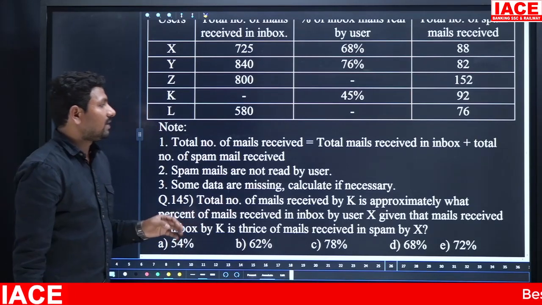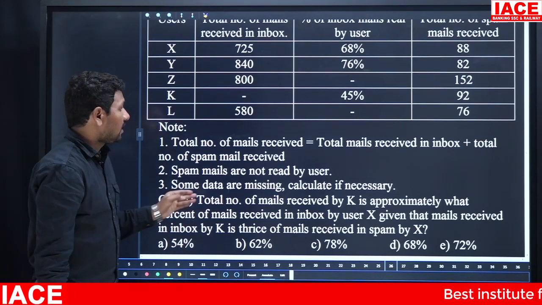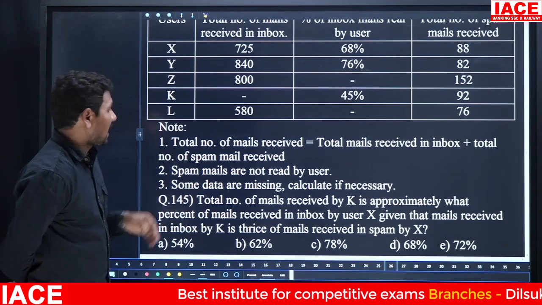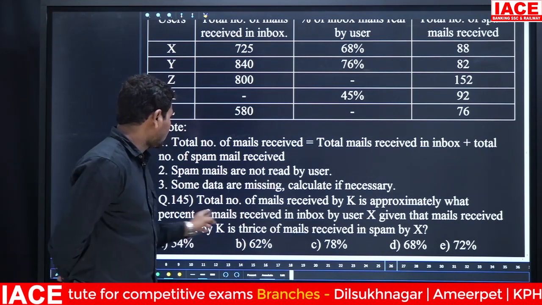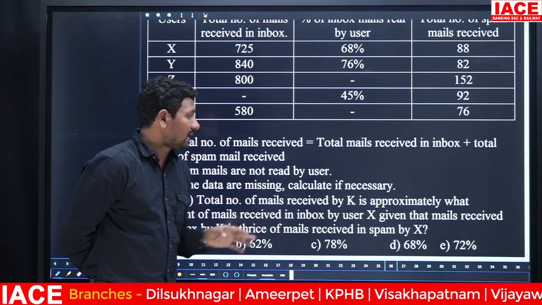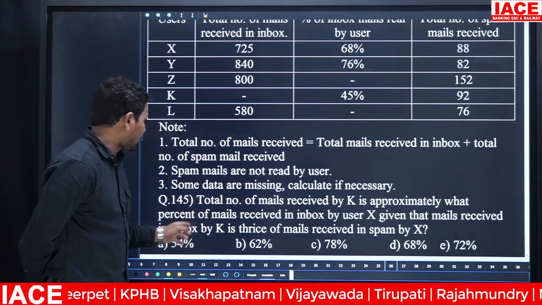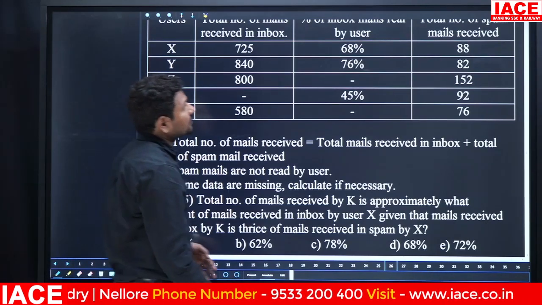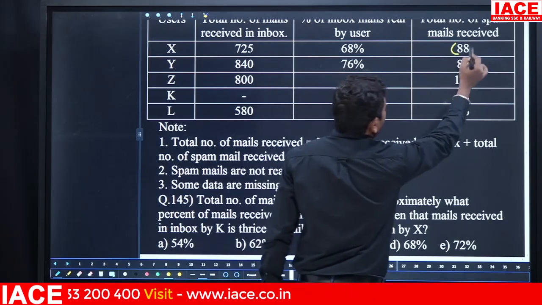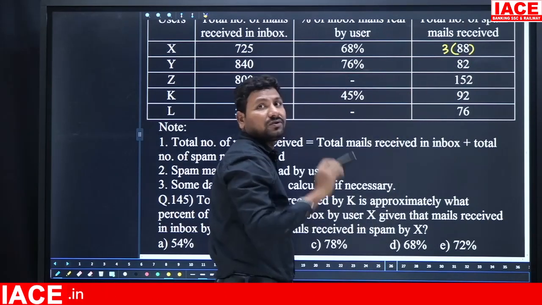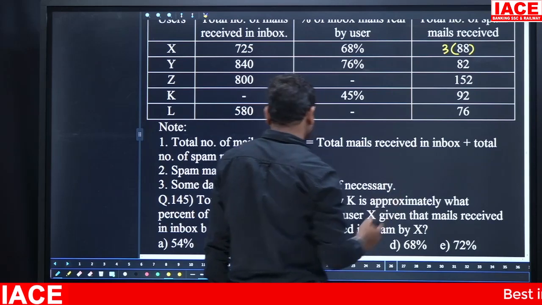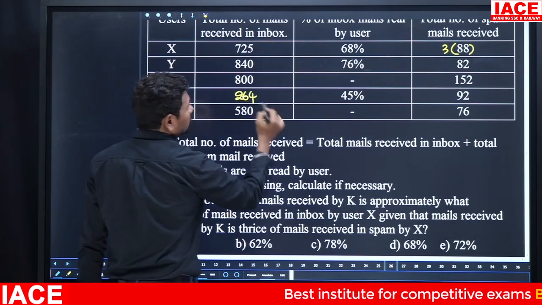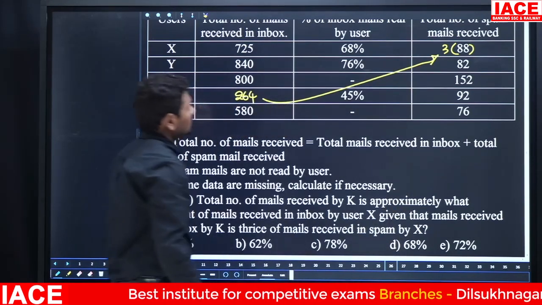Total number of mails received by K is approximately what percentage of mails received in inbox by user X, given that mails received in inbox by K is thrice the mails received in spam of X. Spam of X value is 88. This 88 can be multiplied into 3. 3 8s are 24, 24 11 is 264. This 264 belongs here. This 264 we can write.